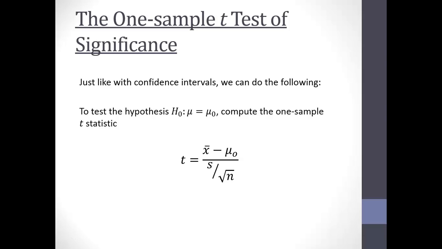So let's take a look at this. If we want to test our hypotheses, the hypothesis setup is going to be exactly the same. We'll do an example later. So if you want to test a hypothesis that mu is equal to some hypothesized value, so remember that mu 0 is the hypothesized value. And by the way, we are now on page 5 of the chapter 18 notes, picking back up there.